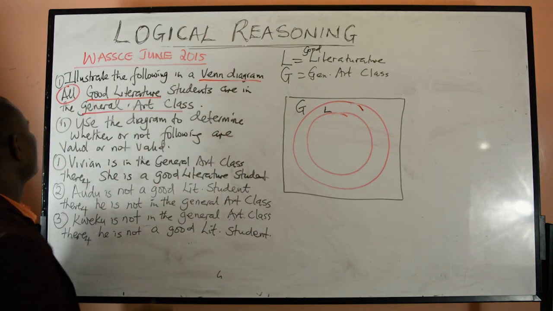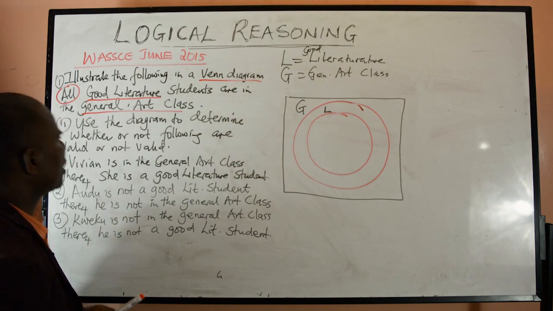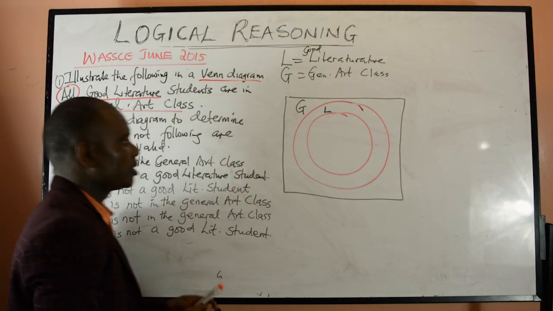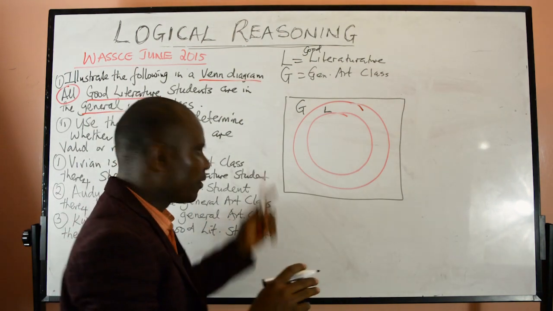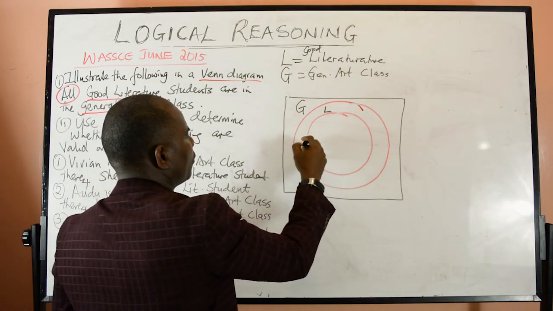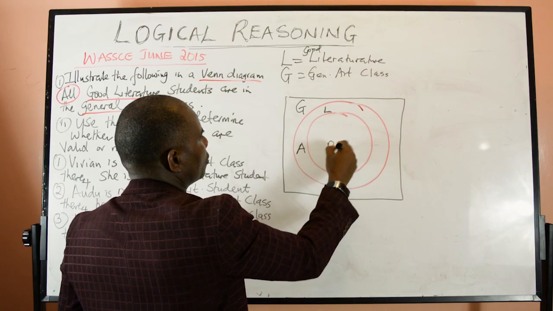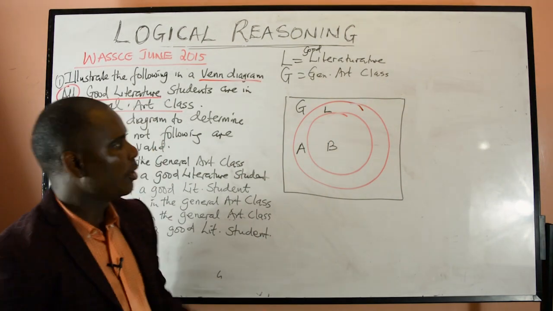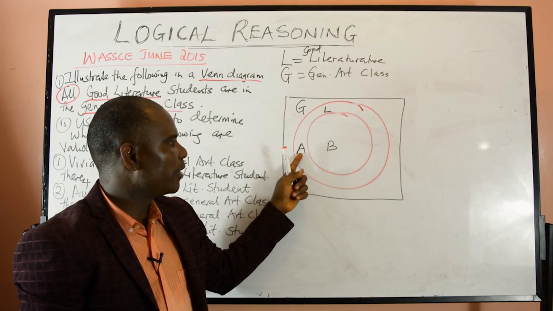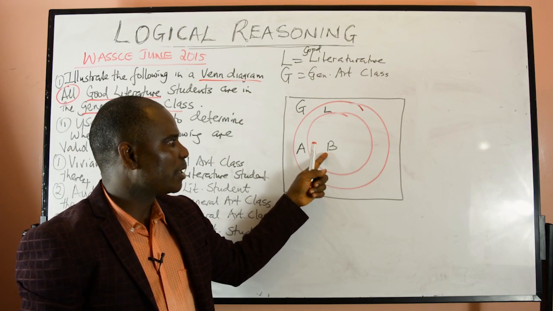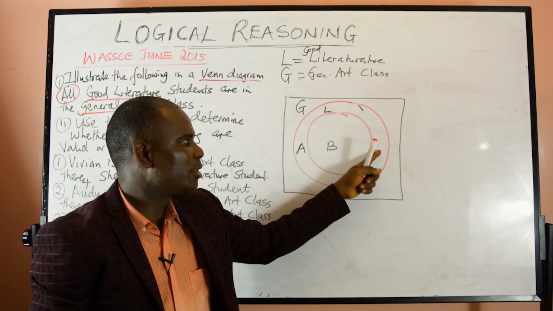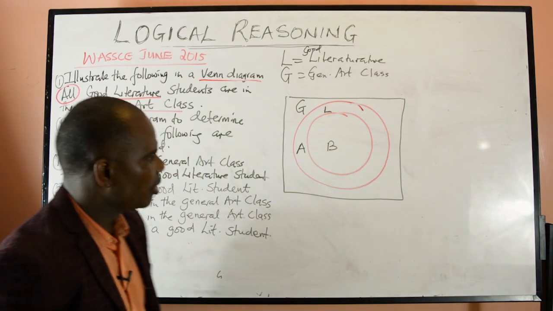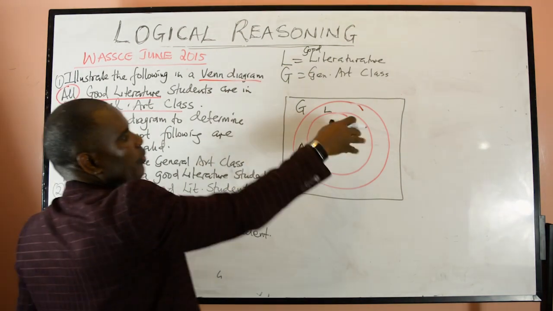That's the Venn diagram. Now we want to use the Venn diagram to determine whether or not the following are valid. So like I told you, this is a simple way of solving this kind of problem. So you now find there are two portions in this circle. This time you have two rooms. You have A room somewhere there, B room somewhere there, and we even have another room outside the Venn diagram. But we want to just concentrate on inside this.